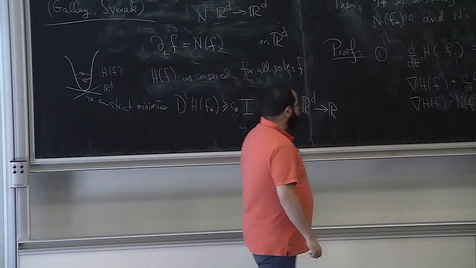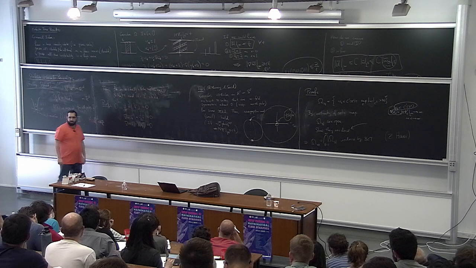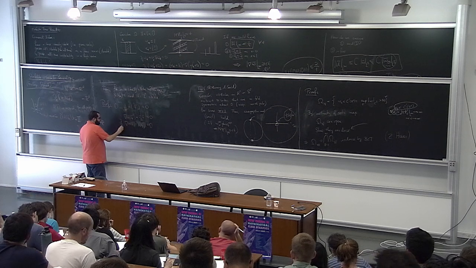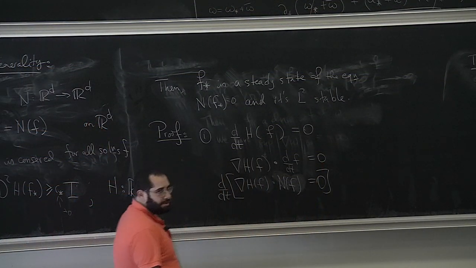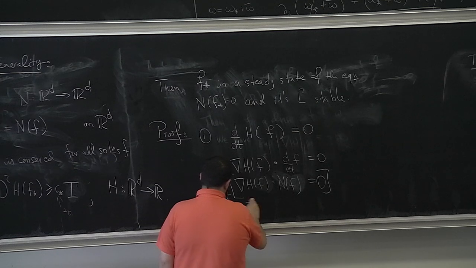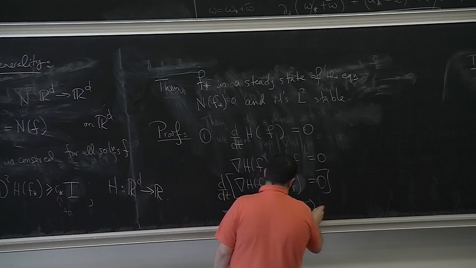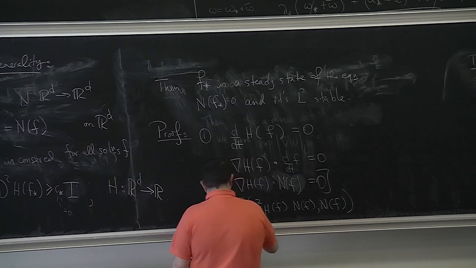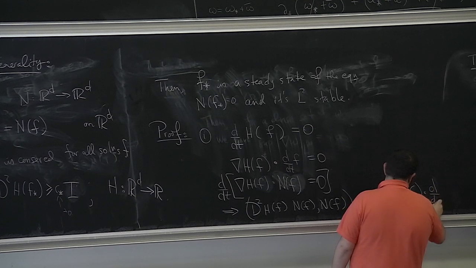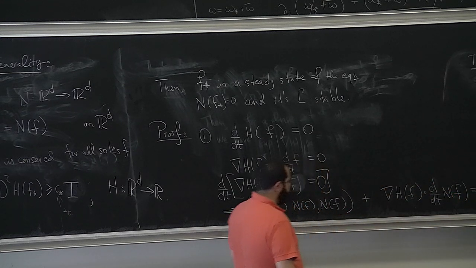Then you look at this and say, okay, let me plug in F star, and I don't get any information. It's not clear at all why it's true, but then you differentiate it again. So let's differentiate it again. Then you get the second derivative of H at F, now applied to N of F, plus gradient H at F dot d/dt N of F, which I'm not going to take. So this involves the derivative of N, which you don't know anything about anyway.